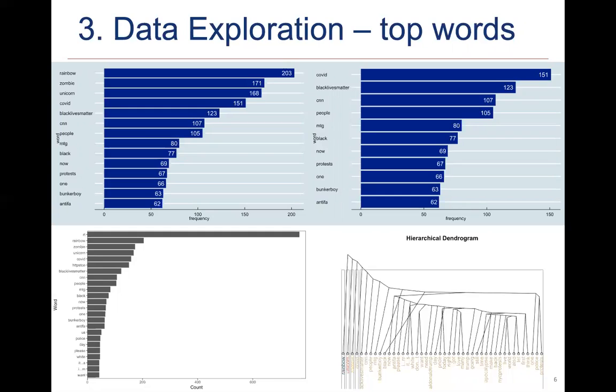On the lower side, we have two other representations. On the left side, it's other items that are not words, such as RT, which indicates retweet, or HTTPS. On the right is a hierarchical dendrogram, which might indicate association between words. In this case, they're not clear associations, and it also plots the linkages between words.